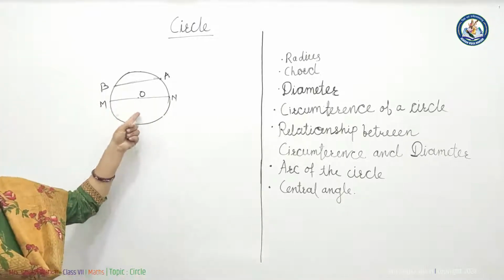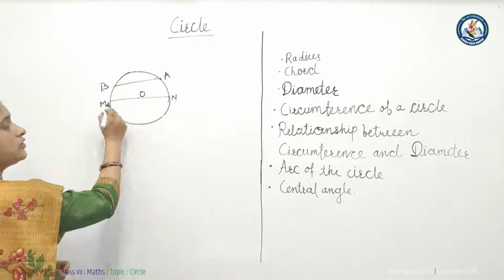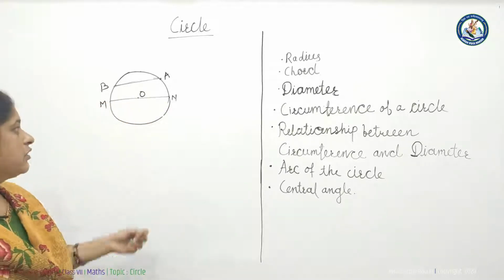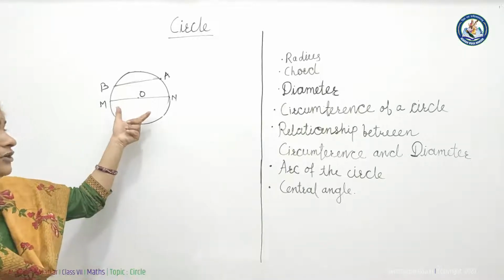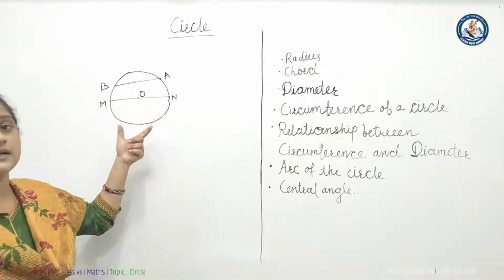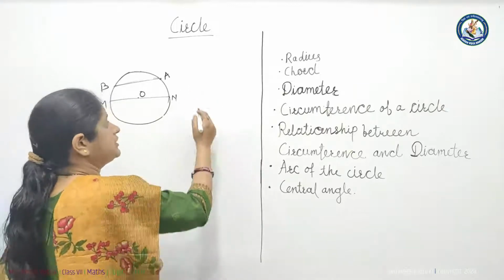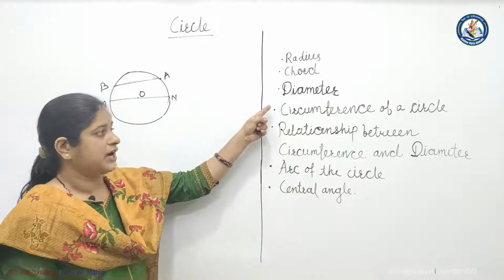But this line segment, this chord is passing through the center. This chord MN is passing through the center. Therefore, MN is called the diameter of the circle. MN is the diameter of the circle and diameter is the longest chord of the circle. Okay, these are the basic terms regarding the circle: radius, chord and the diameter.